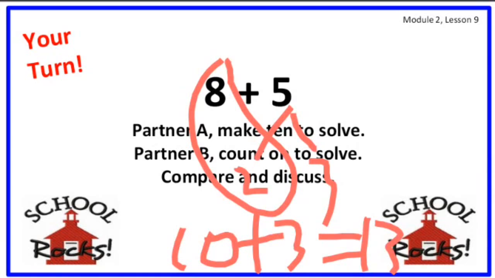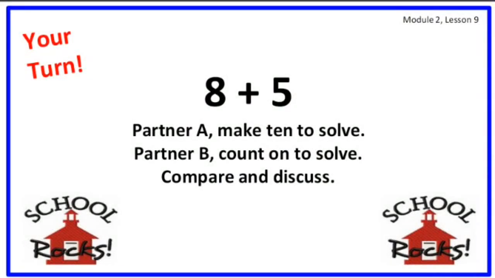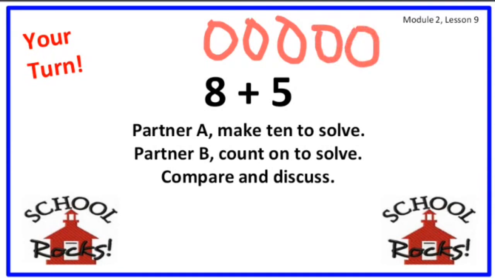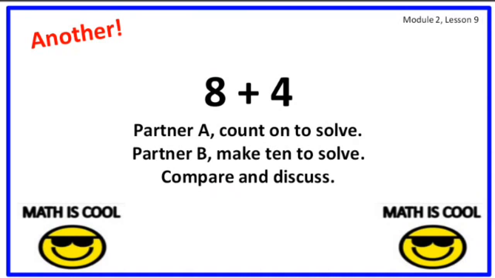Now partner B wants to count on. He doesn't like making 10. He wants to count on. So let partner B count on. What will he do? You write this 5. 1, 2, 3, 4, 5. So you will say what? 8, 9, 10, 11, 12, 13. You can see they both got the same answer, which is what? 13. Very good.